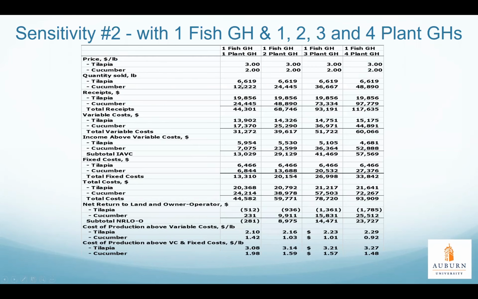So we can see 1 fish greenhouse, 1 plant greenhouse. That was the operation that we had looked at already. And then we have 1 fish greenhouse, 2 plant greenhouses, 1 fish greenhouse, 3 plant greenhouses, 1 fish greenhouse, 4 plant greenhouses, using the $3 and $2 for those pounds for the tilapia and cucumber products.